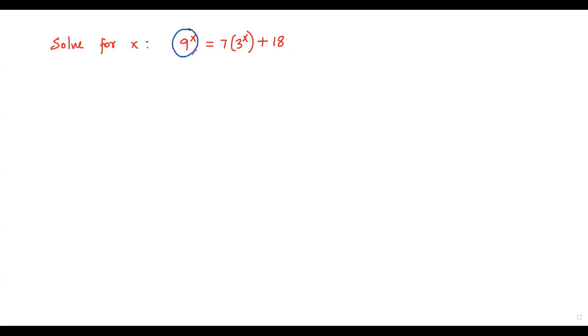So once I get this term in terms of 3 to the x power, I'll have the complete equation in the term 3 to the x power. So 3 to the x power can be replaced by some new variable and I can solve for x. Okay, so in my first step, I'm going to write this 9 as 3 squared. So for 9 I have written 3 squared, and we have x, the exponent for 9. The same exponent can be taken over here. So 7 times 3 to the x power plus 18.